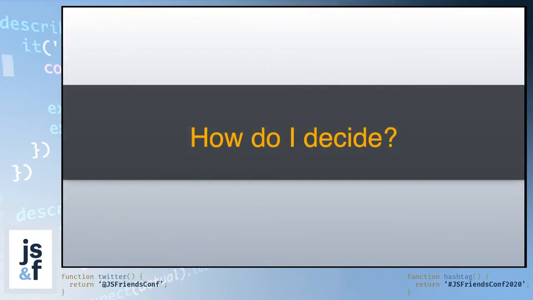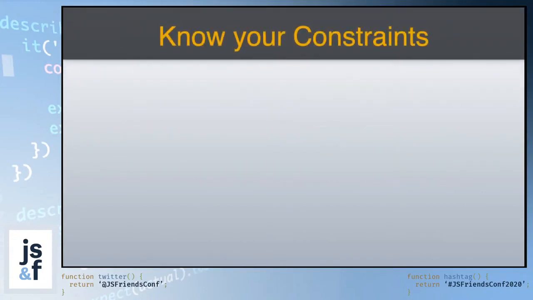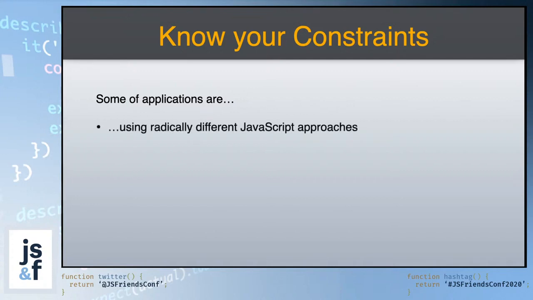So you may be asking yourself, with all these different approaches, how do you decide which approach and architecture to adopt with your team? Well, it's really important to know your constraints. Some applications are using radically different JavaScript approaches. Some are built in a .NET web form still, built years ago, but still being maintained and are crucial to business today.